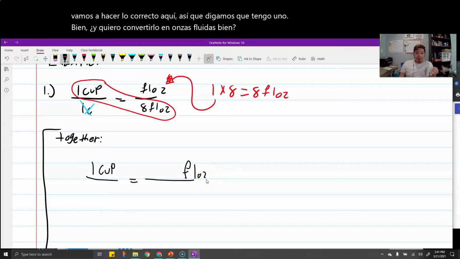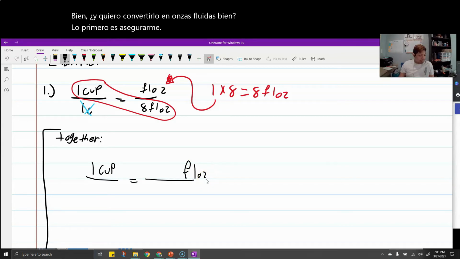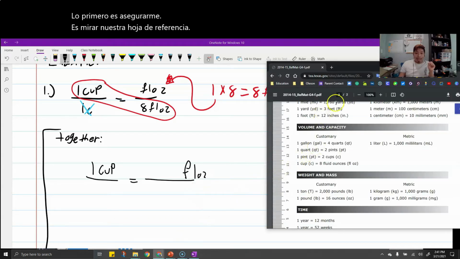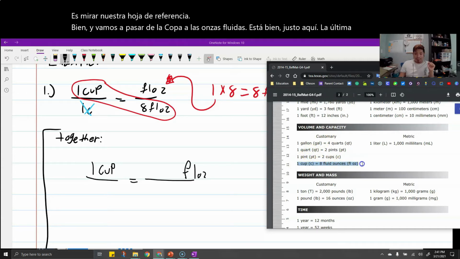First thing is to make sure to look at our reference sheet, okay? And we're going to be going from cup to fluid ounces, okay? Right here, the last one. Cup to fluid ounces, right here, okay?